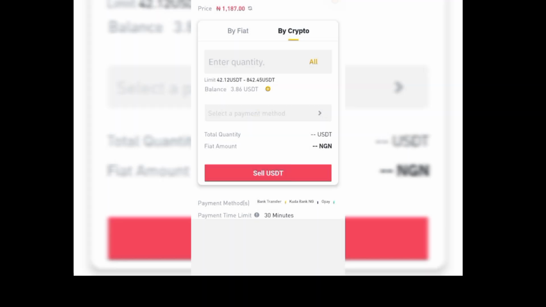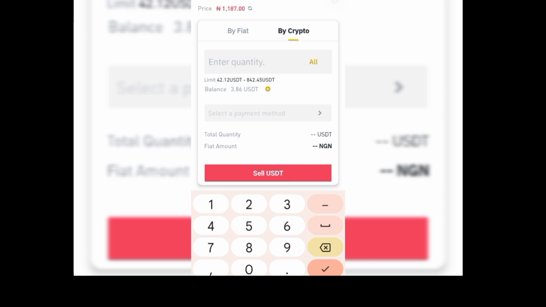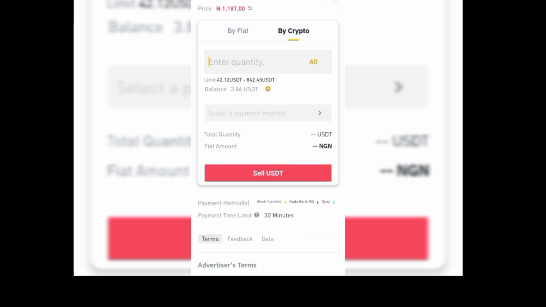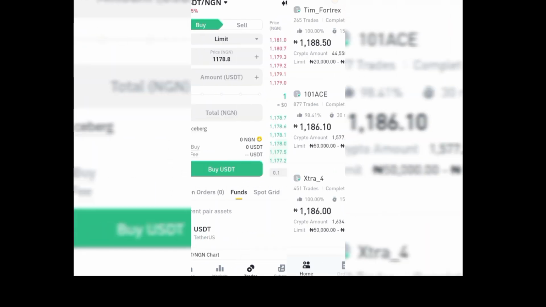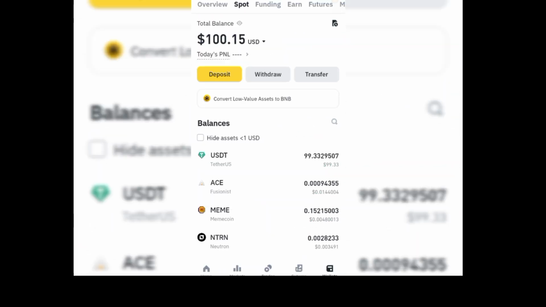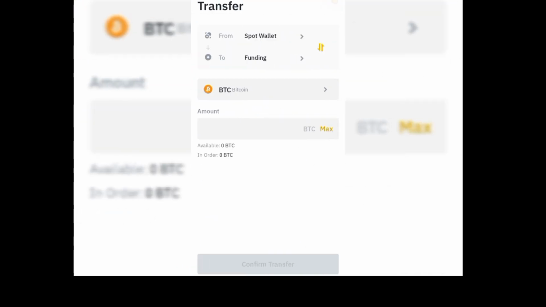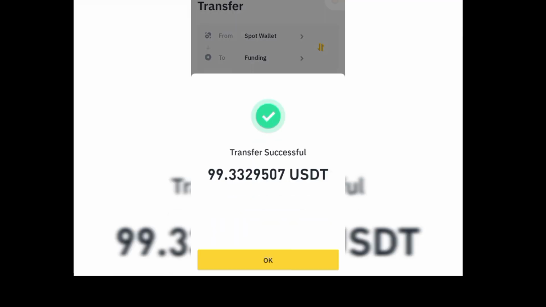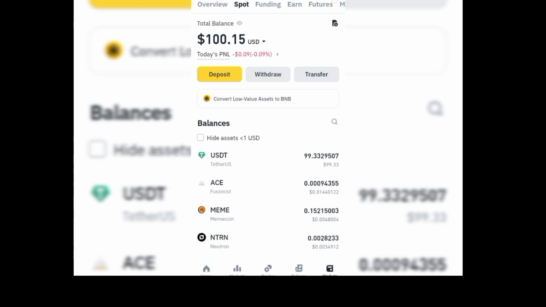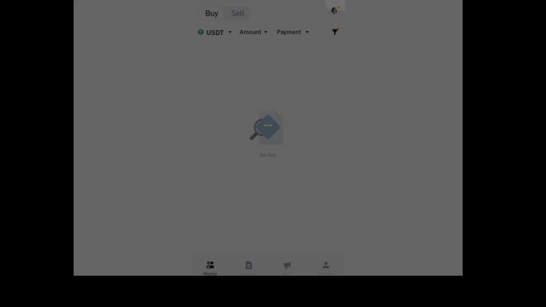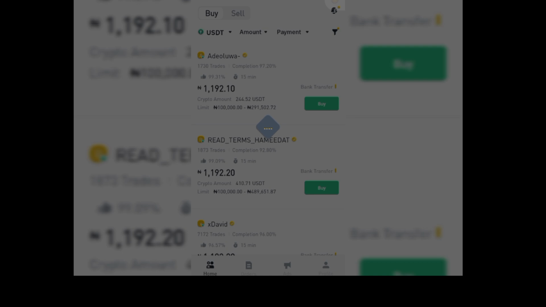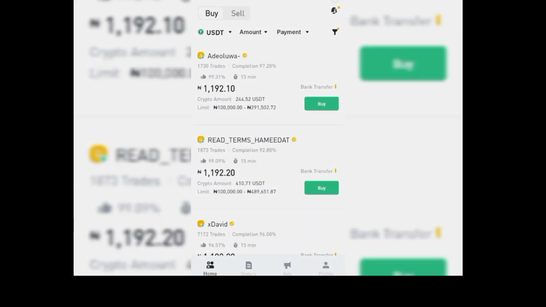So I chose that person, and then I make sure that the price is updated. So you have by fiat or by crypto. By fiat means that you are going to enter the exact amount of money you want to sell your crypto for. If it's 100,000 naira under fiat, you are going to put it there. But after doing my conversion, I did not transfer my crypto from spot wallet to funding wallet. If you want to trade under P2P, you must move your money from spot to funding for you to trade on Binance P2P. So after doing that, I went back to P2P to sell my crypto.